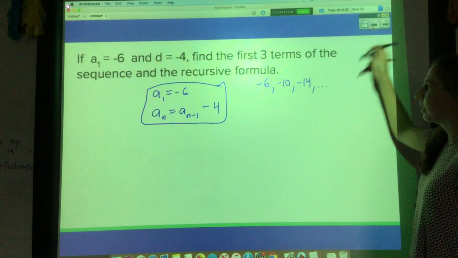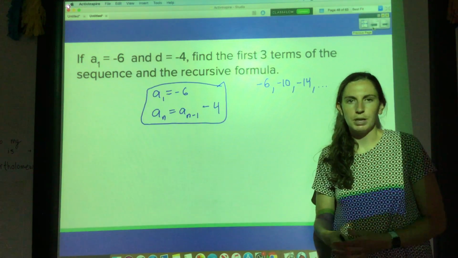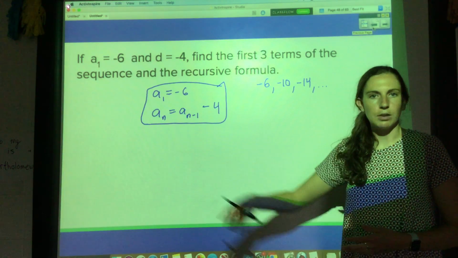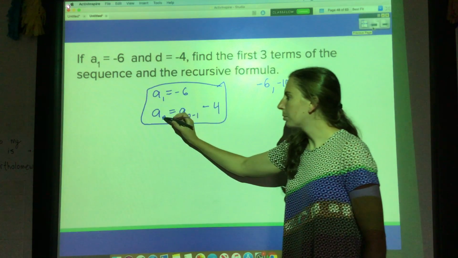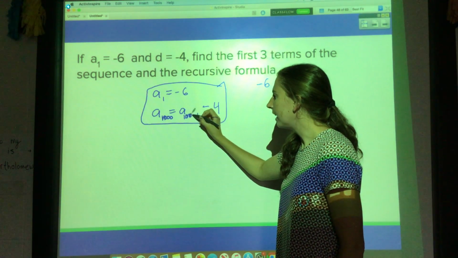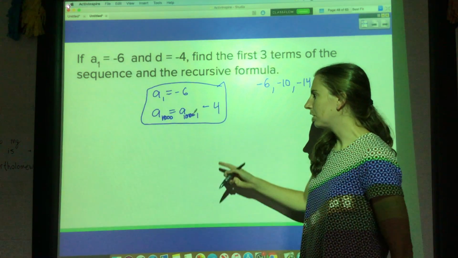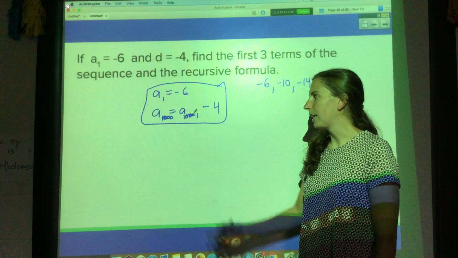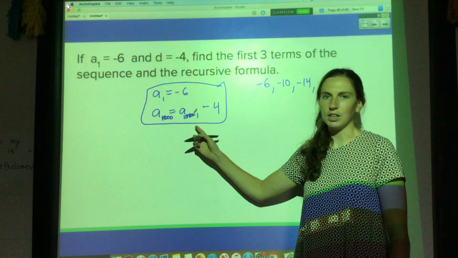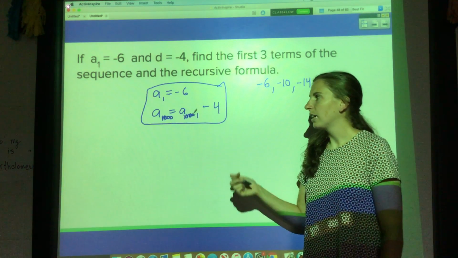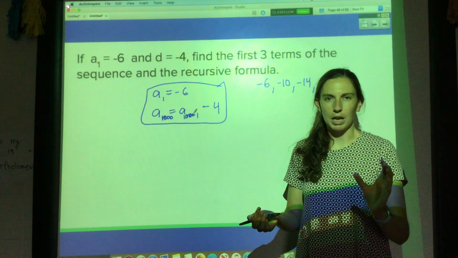Okay, so a recursive formula is nice, but it's not the best because, say I want to find the 1000th term. If I try to plug in 1000 for n, I'm going to have to know the 999th term. And to find 999, I would need to know 998, and so on. And you keep having to work backwards. And so I can't jump right to what I want.